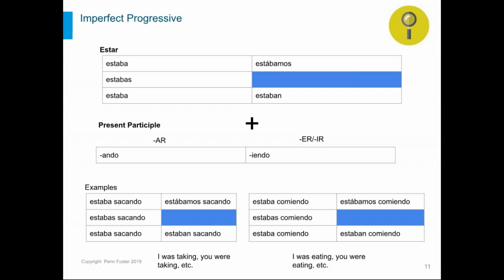Second step is still the same. Form the present participle, whether it's regular, as shown here, or irregular. And we do have two examples of regular verbs again down below. Still using sacar and comer to say I was taking or I was eating. Estaba sacando or estaba comiendo. And again, the present participle stays the same. There's no change in the spelling throughout the entire conjugation.